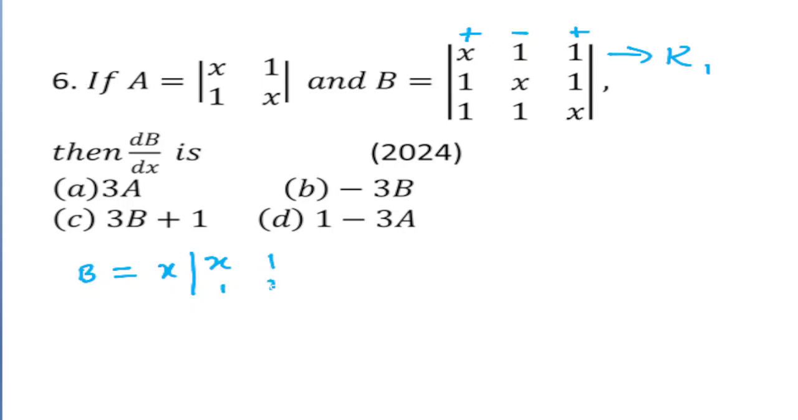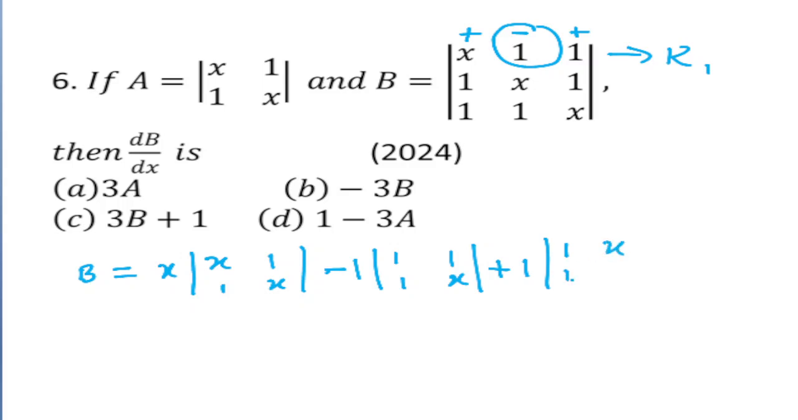x 1 1 x, take it as a determinant of order 2. Then go with the second element here. The second element is 1 and the sign convention is minus 1. Leaving the first row and second column, what are the values we are going to get here? 1 1 1 x, take it as a 2 by 2 determinant, and the last term is plus 1. Leaving the first row and third column, the elements remaining are 1 x 1 1.